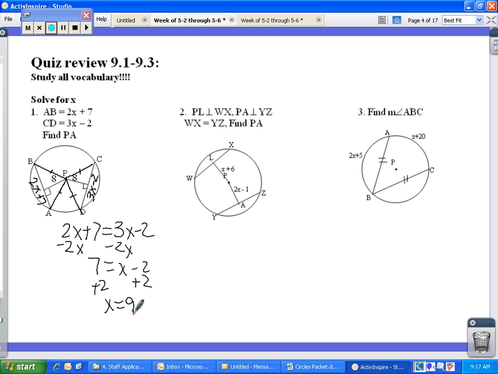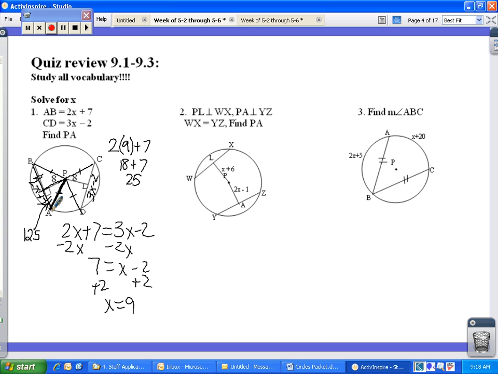Since x equals 9, I can plug that back in to find BA, because again, I'm eventually going to be finding PA, which is a radius. So 2 times 9 plus 7 is equal to 18 plus 7, which is 25. So I know the entire segment from here to here is 25. Well, I also have a theorem that says that if I have a radius that is a 90-degree angle to a chord, I know that those two parts are congruent, which means that one of those is 12.5.